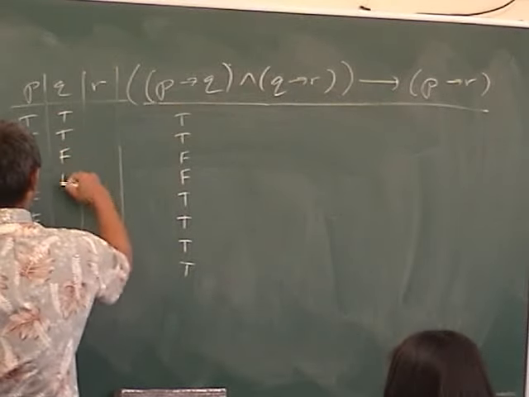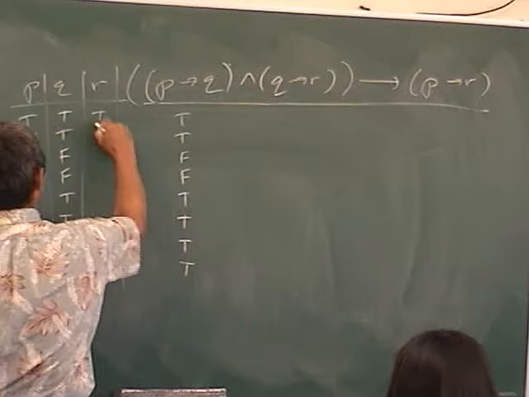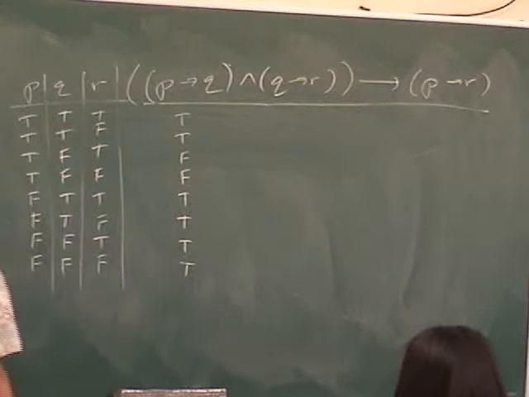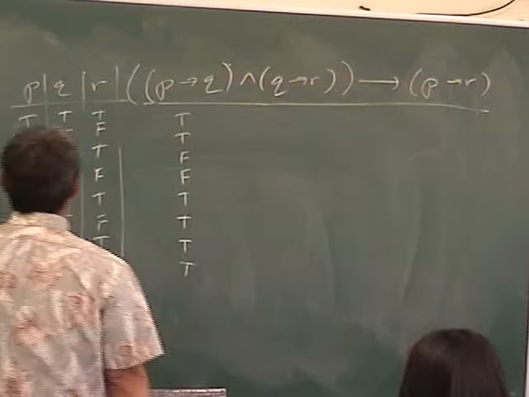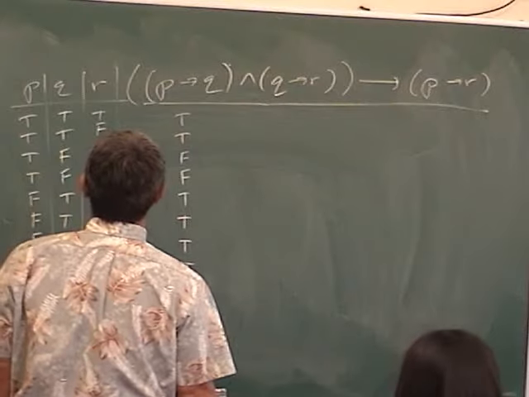True, true, false. And then true, false, true, false, true, false, true. Okay, so is he right on the first one? Yeah. P implies Q? Yeah. You are correct. Okay, what about this one? Q implies R. Who's going to do this one?